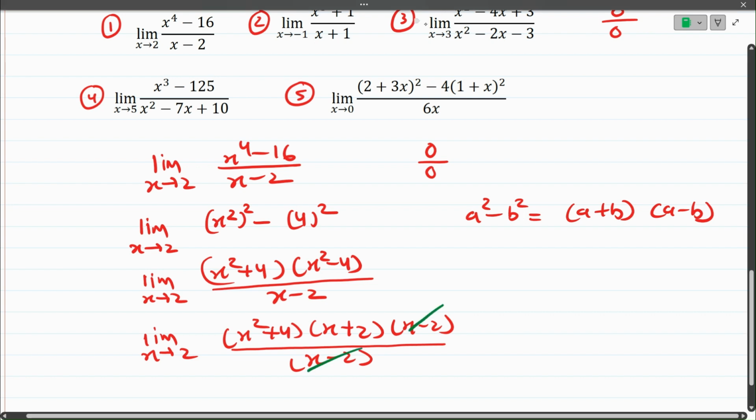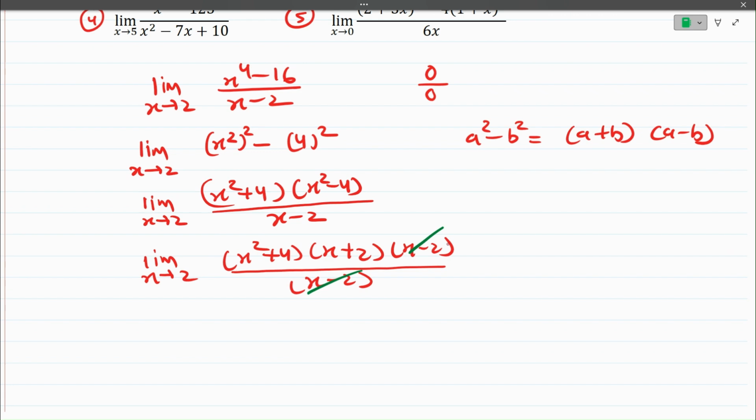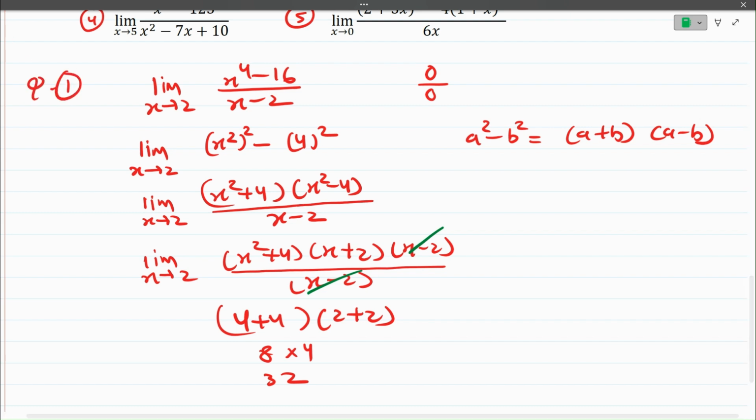And now, because we have simplified using factorization, if you substitute x with 2, you won't get 0 by 0 or any indeterminate form. So this is 4 plus 4 and 2 plus 2, which is 8 times 4, which is 32. This is how we solve the limit problem using factorization.